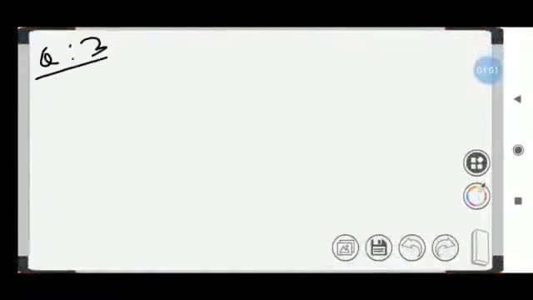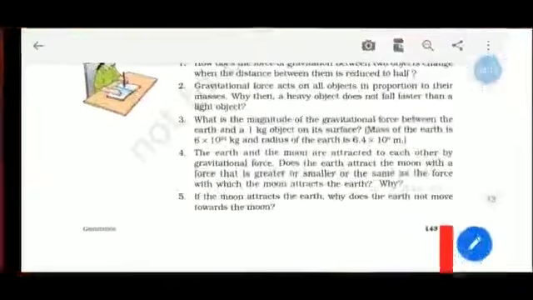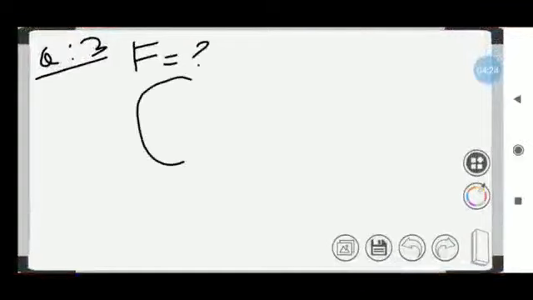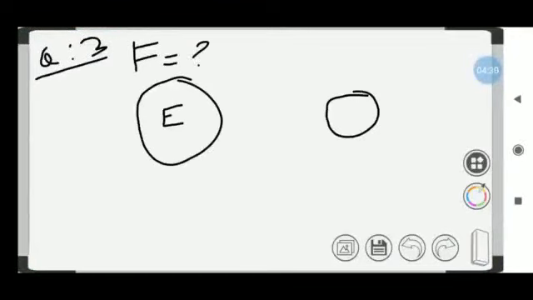First, you have to write the given data. What did they ask? They asked for the force of gravitation, the F value. Okay, so you know that. And what is the question? Can you read? What is the magnitude of gravitational force between the earth and a 1 kg object? There are two objects. See here, one is the earth and another one is the 1 kg object.